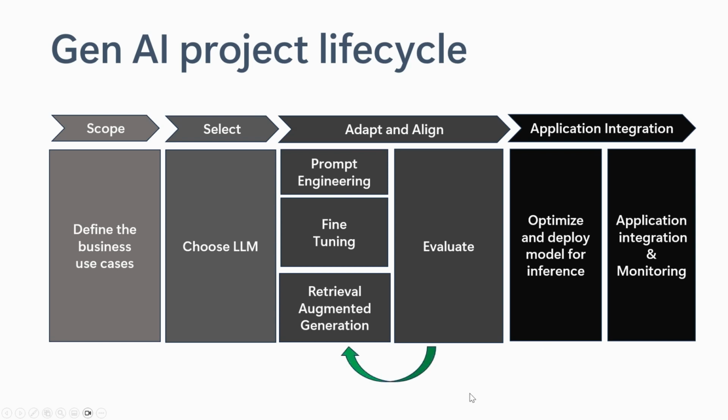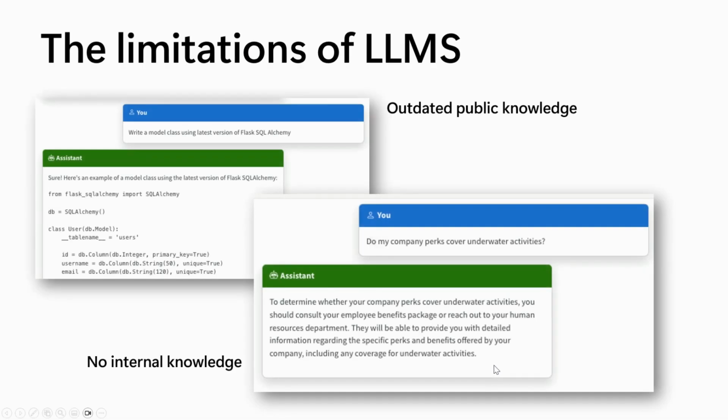I forgot to put this animation here in the adapt and align scenario. It's an iterative process. After evaluation, you can keep changing the prompt engineering techniques or the modifications you need to do for either fine tuning or retrieval augmented generation, until it satisfies the business use case needs.